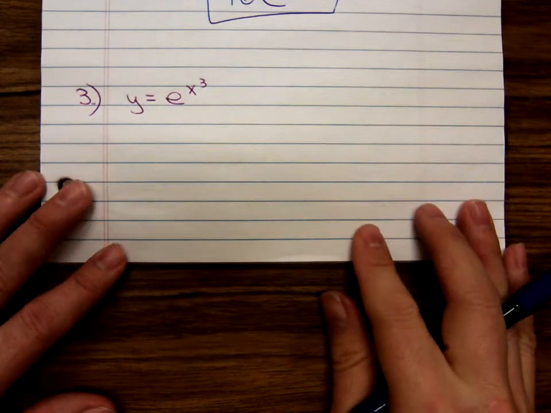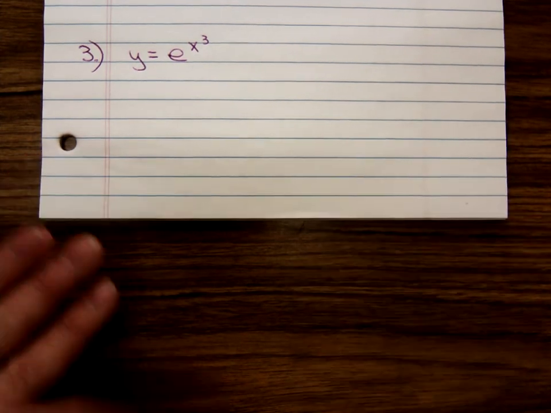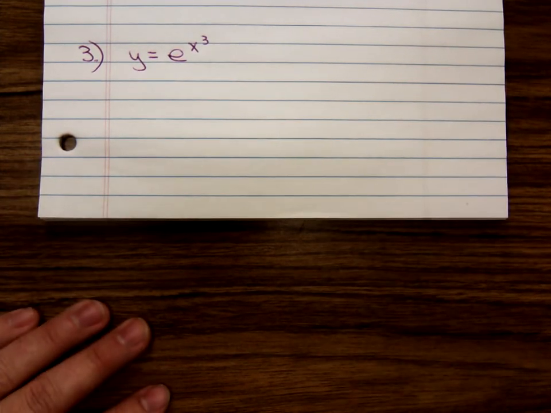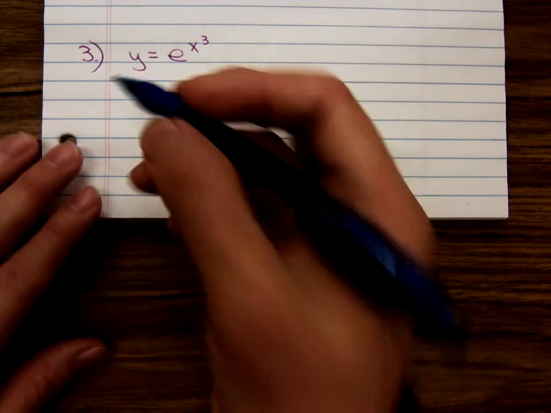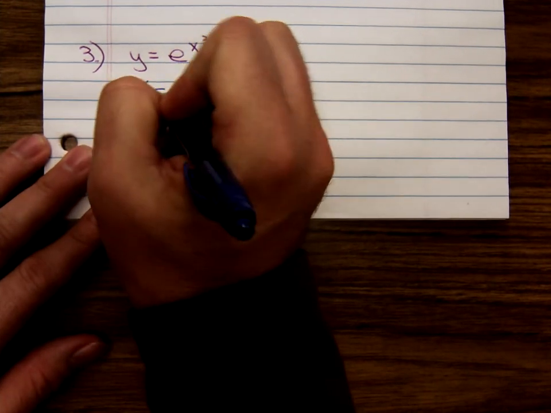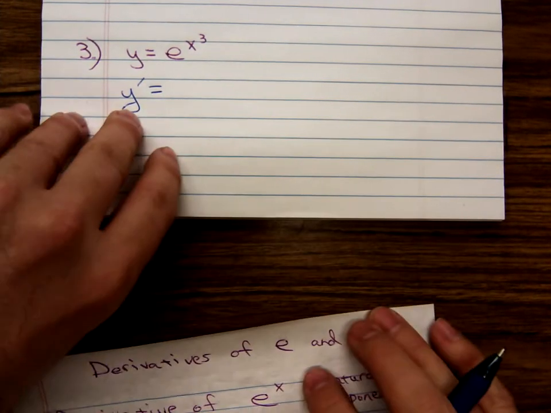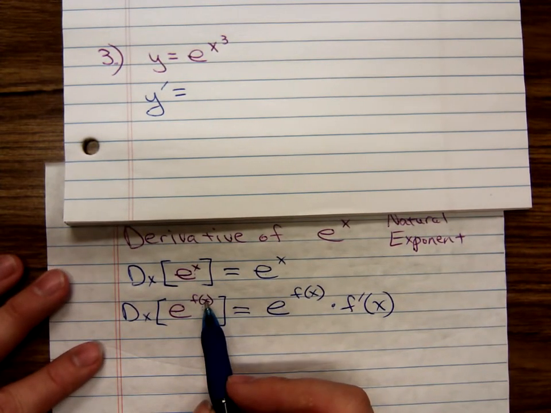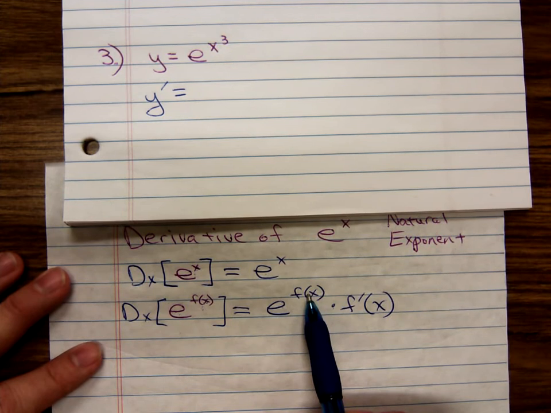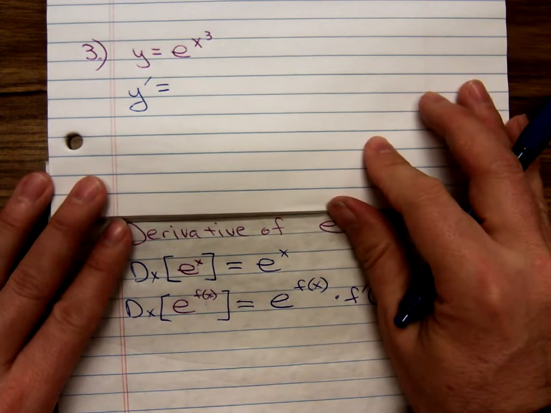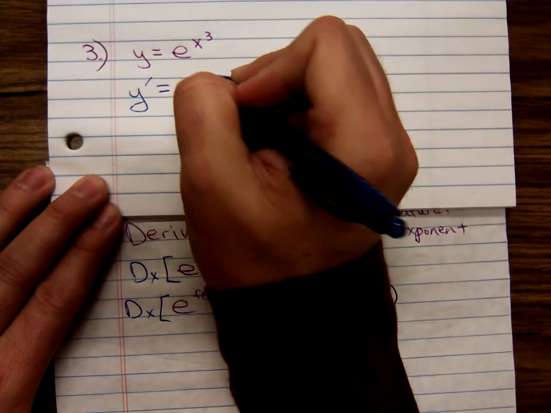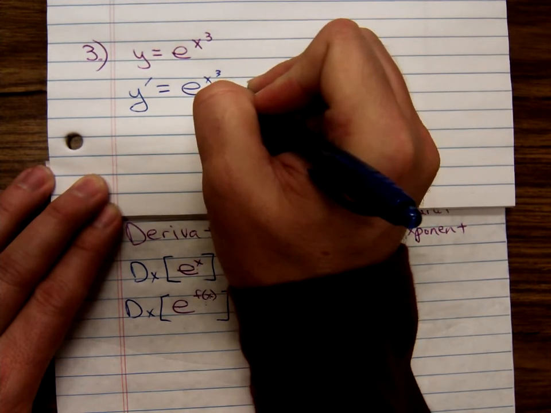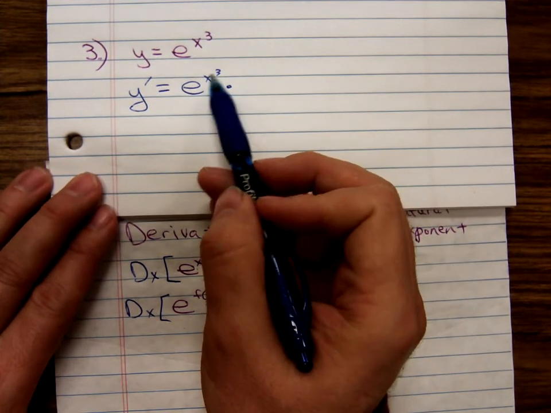Number 3. Same instructions, just find the derivative. In this case, it's y equals e to the x cubed. The derivative of e to a function of x is e to that function of x times the derivative of the exponent. So it's e to the x cubed times, now we need to differentiate that exponent.